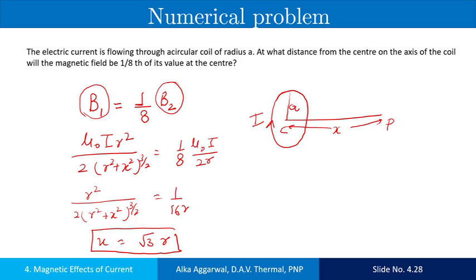According to the question, at what distance from the center on the axis, means at a point on the axis, the field is 1 by 8th of that at the center. So it is the 1 by 8th of the magnetic field at the center. Now put the values of the magnetic field at a point lying on the axis of the coil and the magnetic field at the center, and solving it you will get the relation.